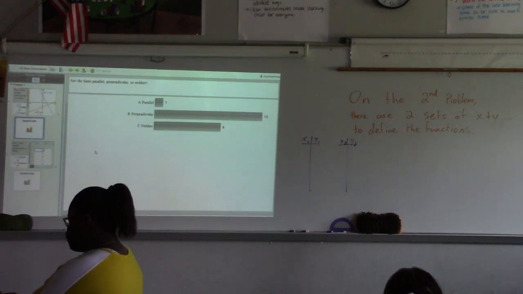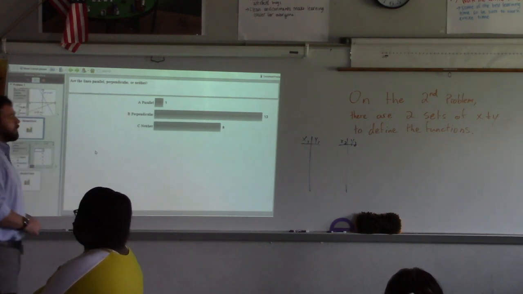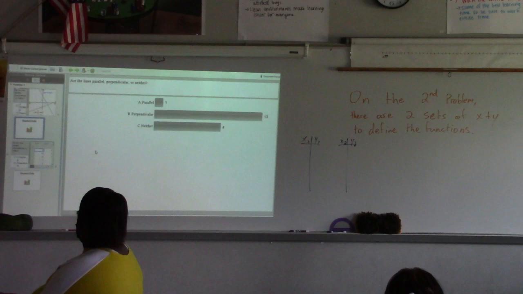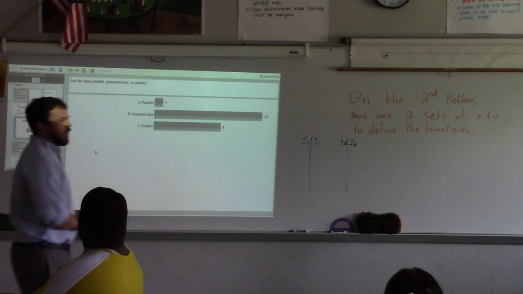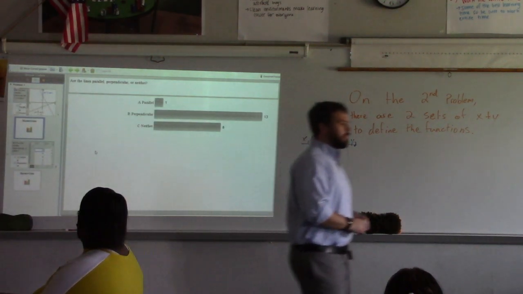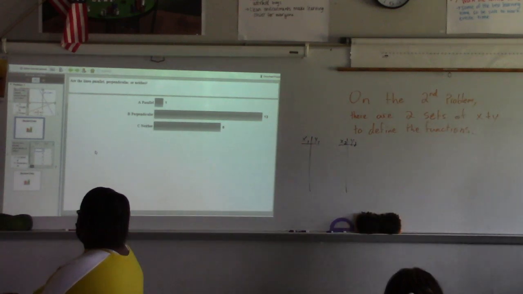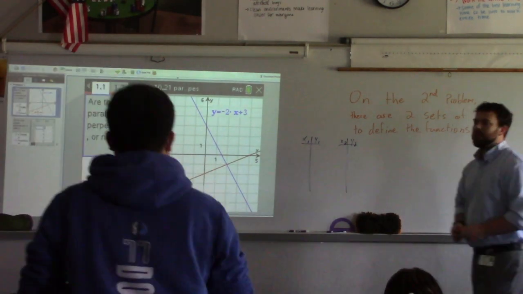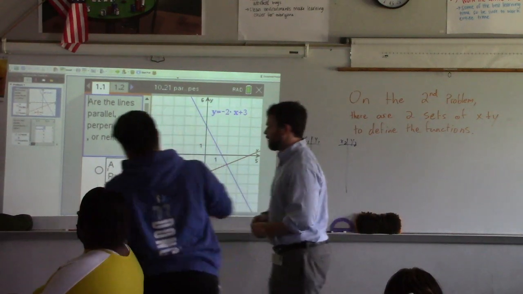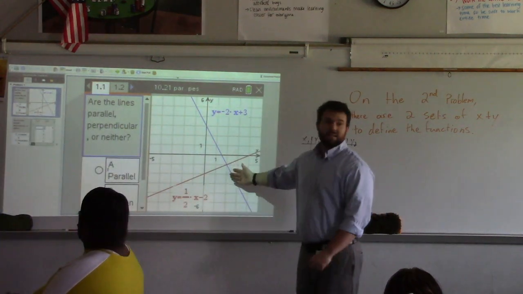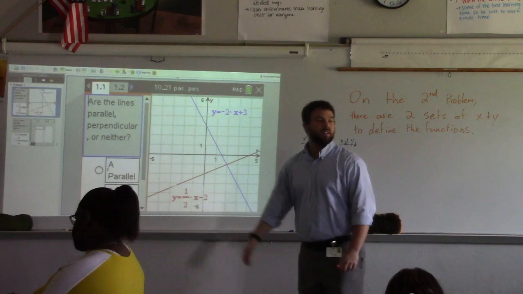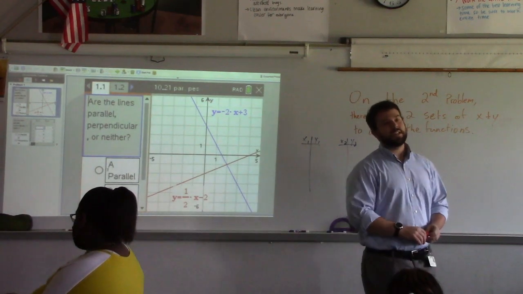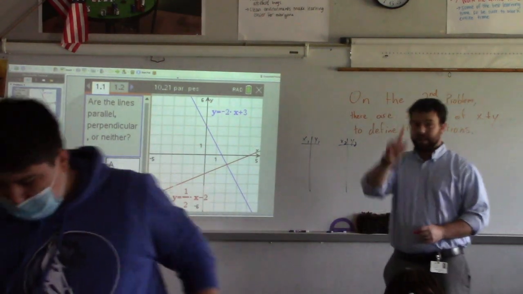So the question here was, are the lines parallel, perpendicular, or neither? One person went with parallel. 13 of us said perpendicular and 8 of us said neither. So how are we going to figure out if it's parallel, perpendicular, or neither? First, if they're parallel... We clearly see that they intersect, so they're not parallel. Definitely not parallel lines, right? So that should be the first hint.